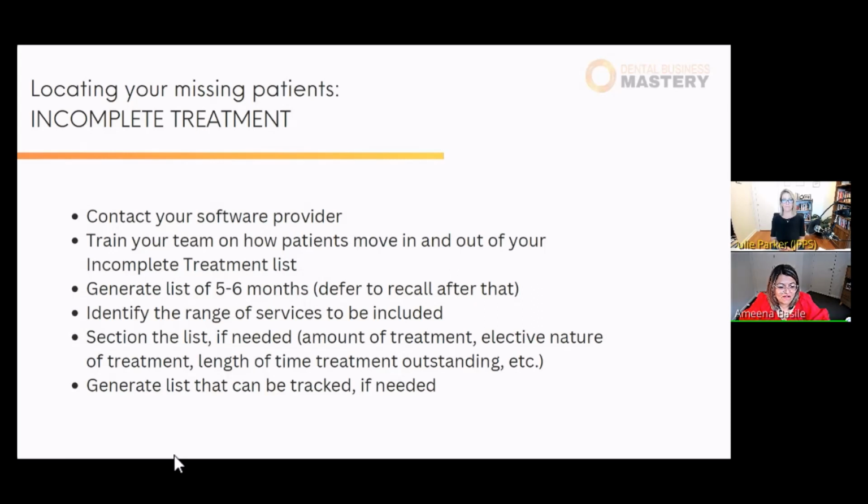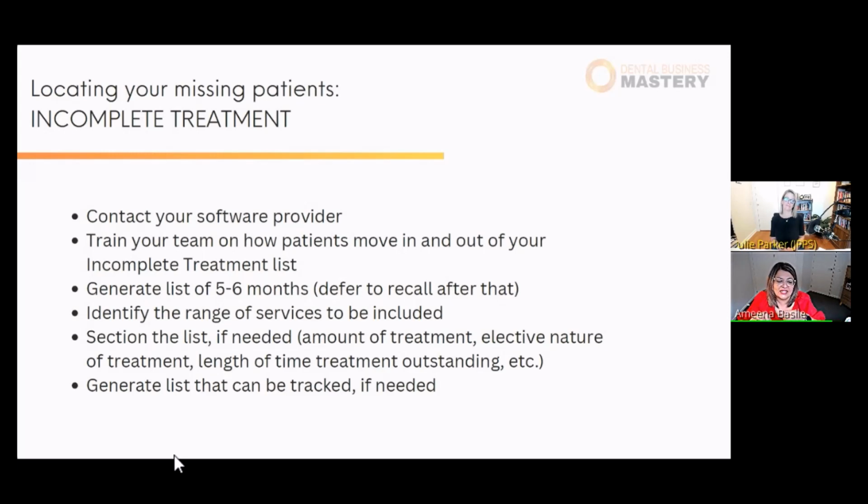Generate a list of 5 to 6 months and then defer to the recall after that. So if people do have incomplete treatment and they were in 5-6 months ago and you're following up on that, all sorts of issues could have arisen. They may not have the funds for it. They may not particularly care or be that interested. They may not think it's important. They may not have understood very well. So following up on these patients is very important.